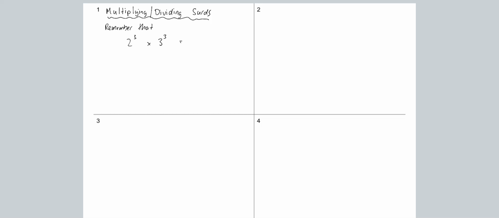But we can see that we've got the same power. Is it 2 times 3 all cubed? Yeah. It's the same as 2 times 3 all cubed, which is just 6 cubed. So when the power is the same, we can multiply the bases together and they're equivalent. Yeah? No one's going to argue with me? It's not a trick question.